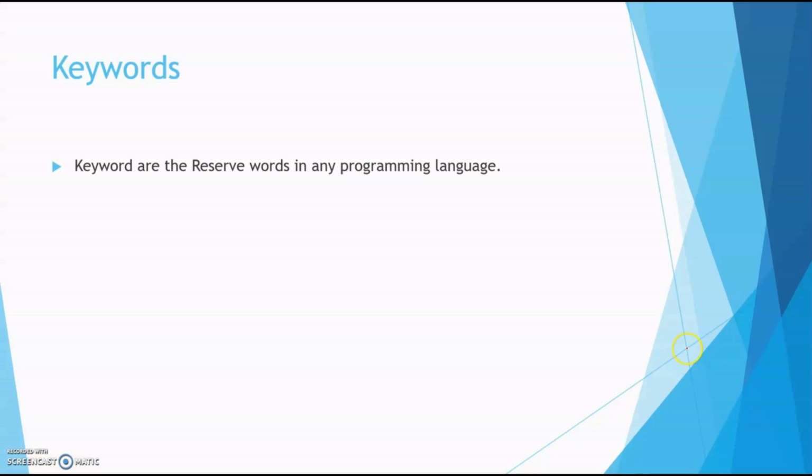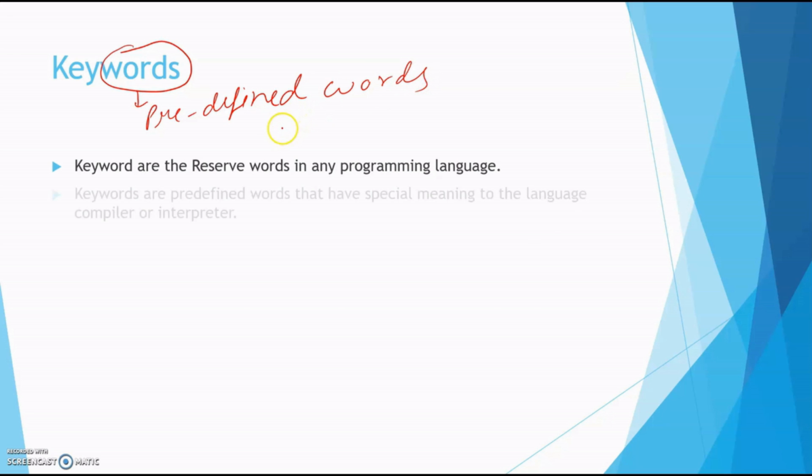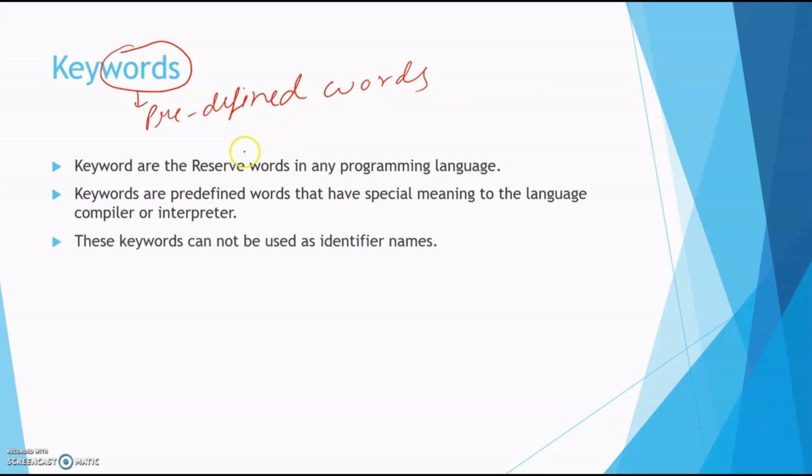What is a keyword? Keywords are reserved words. These are words which are predefined by any language. Keywords are predefined words that have special meaning to the language compiler or interpreter, right? So these keywords cannot be used as identifier names. That is the rule.